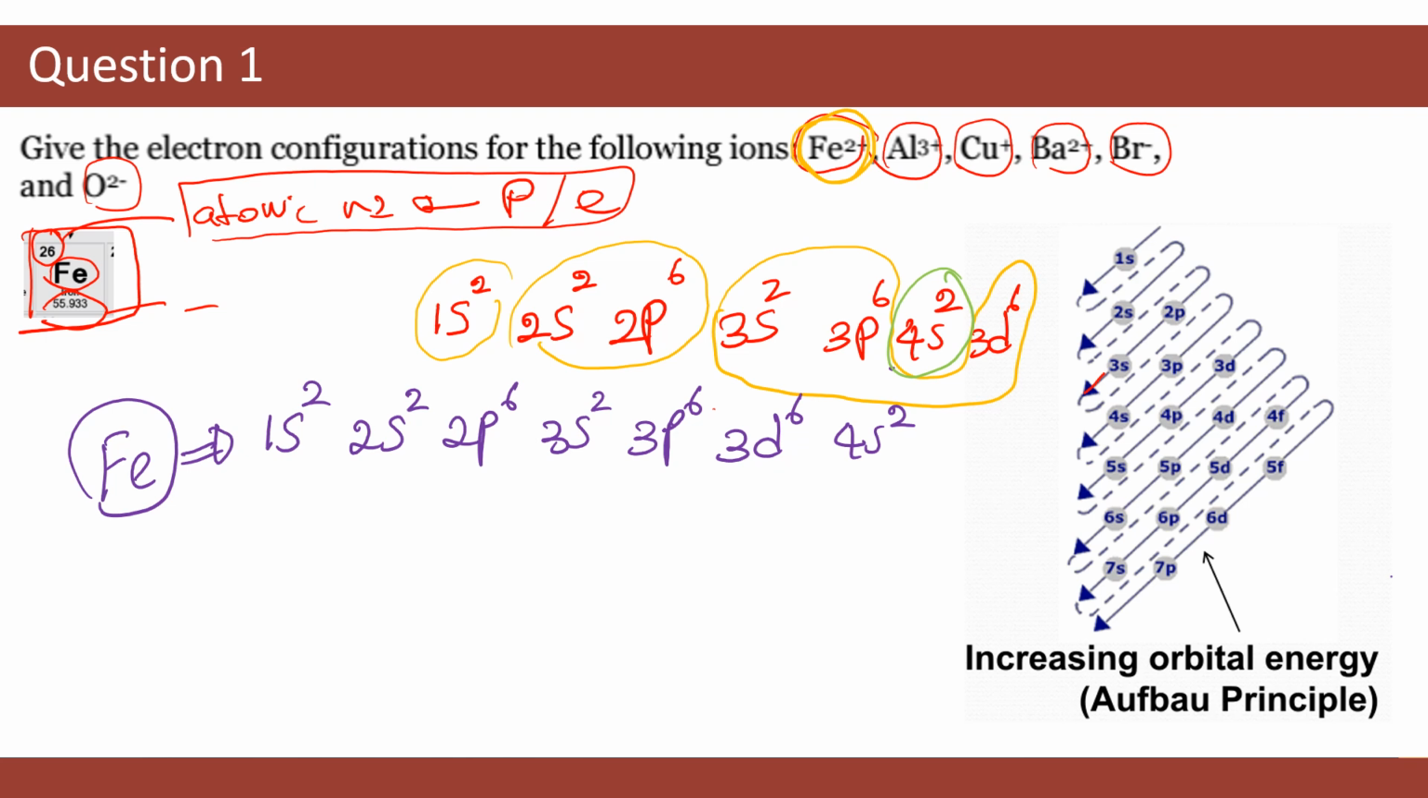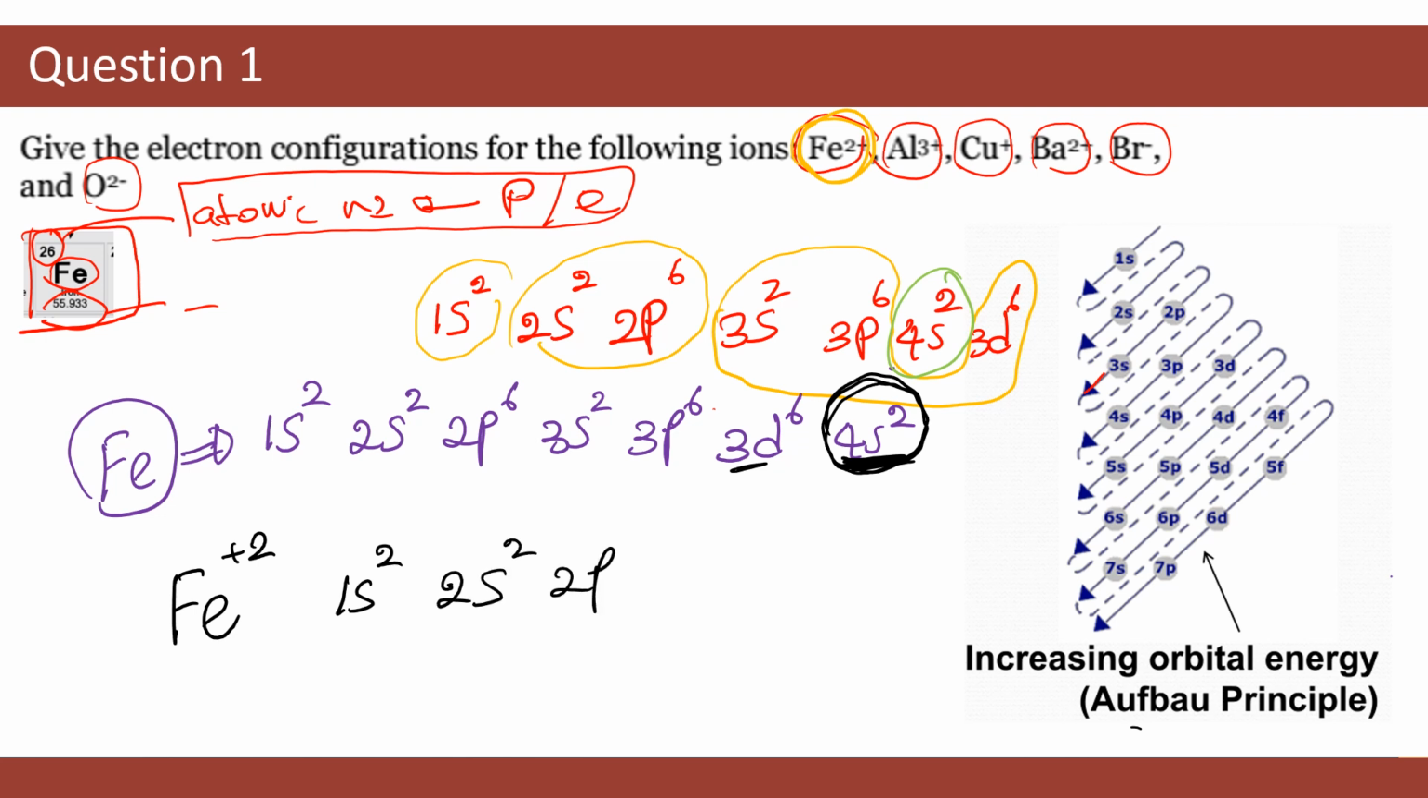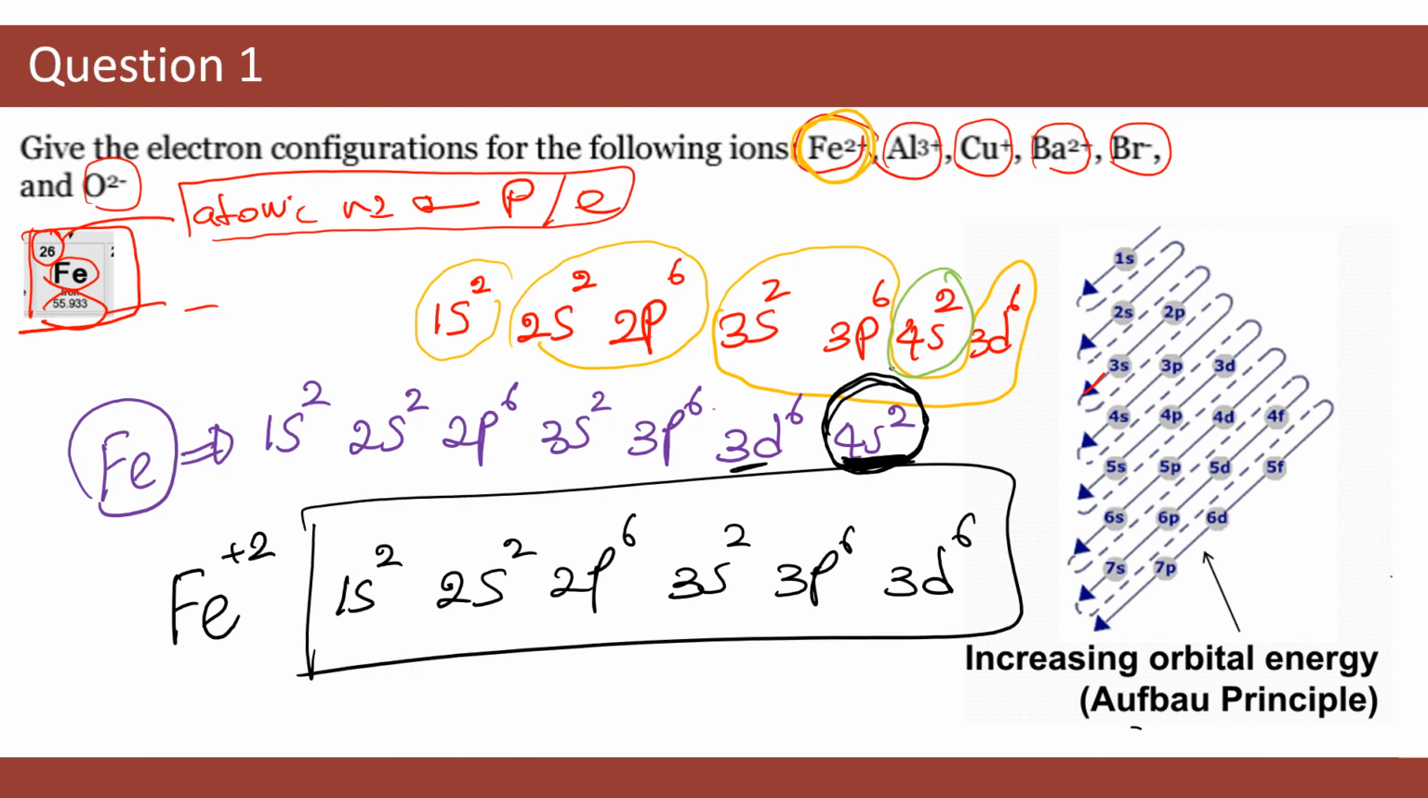It's always taking away from the last shell, even though this is filled before this one. Always when it is giving the electrons away, it gives from the last shell. So the last shell is the 4th shell. Am I right? So this 2 will be going away. So if you want to write the Fe2+, that will be 1s2, 2s2, 2p6, 3s2, 3p6 and 3d6. Make sense? Are we good?